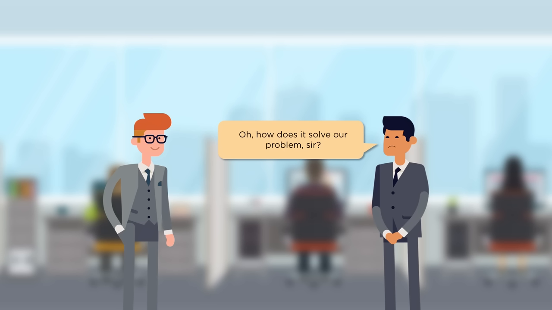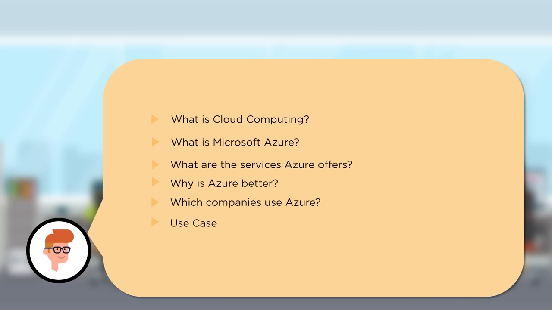Mike is a hardworking and honest IT professional working for that company, but he did not spend time learning the latest technologies. He asked very honestly, "Oh, how does it solve the problem?" And the CEO begins to explain Azure to Mike, starting with, "What is cloud computing?" Then he goes on to talk about Azure and the services offered by Azure, why Azure is better than the other cloud providers, and what great companies use Azure and how they benefited from it. And then he winds it all up with the use cases of Azure.